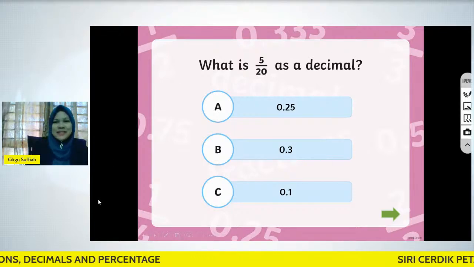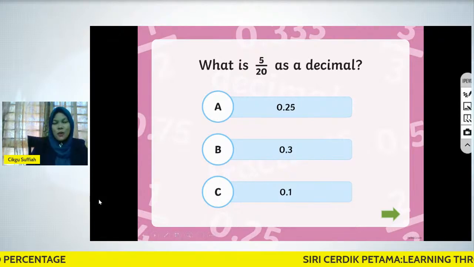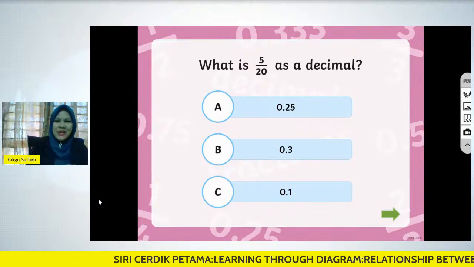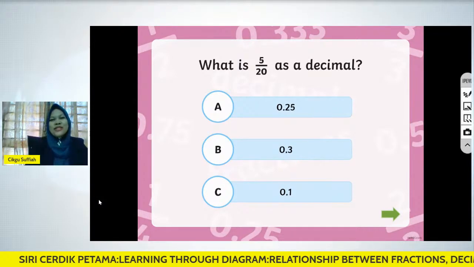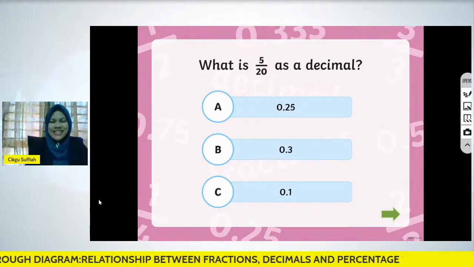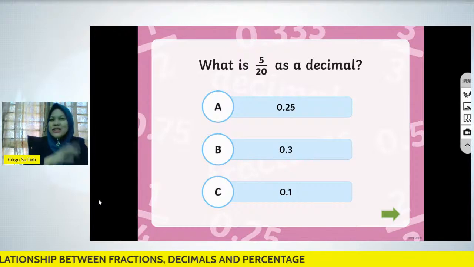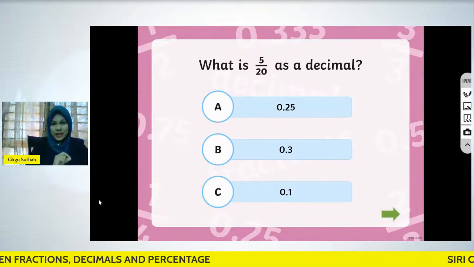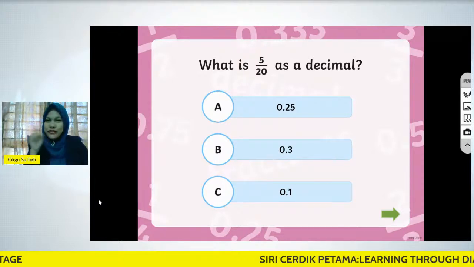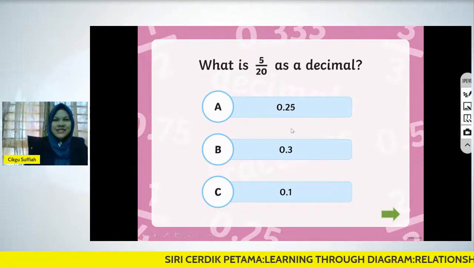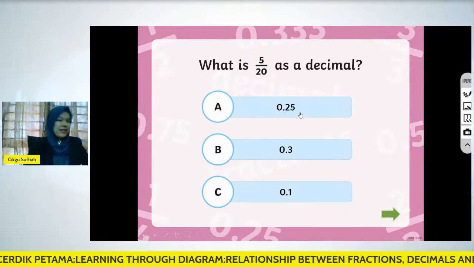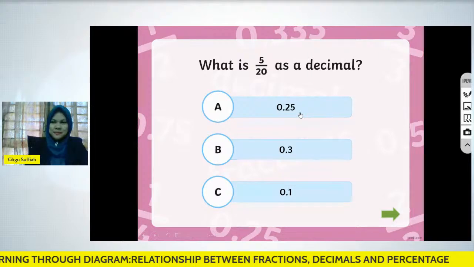Let me tell you something. 5 over 20, when you simplify, you get 1 over 4. At the beginning, you already shared the answer for 1 over 4, which is 0.25. Correct or not? So actually you already know the answer. 5 over 20 is 1 over 4, and 1 over 4 is 0.25. So not C, C is 0.1. Okay, I'll show you.